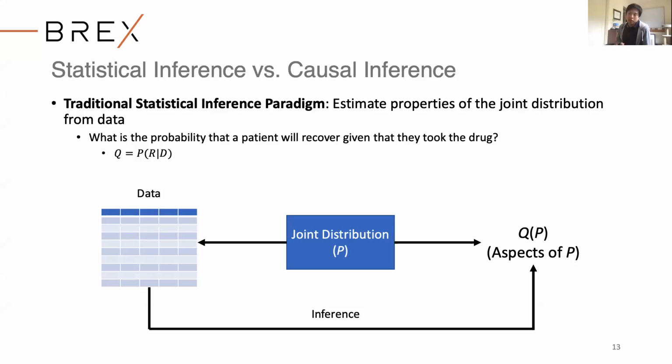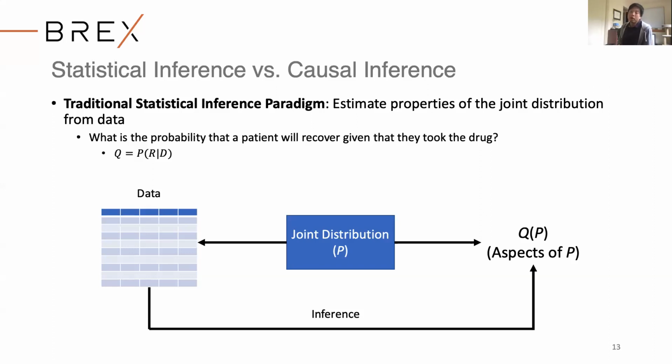And that's a property of the distribution of height. It's just the expected value of the height. That might be one thing that I try to get from data using traditional statistics.